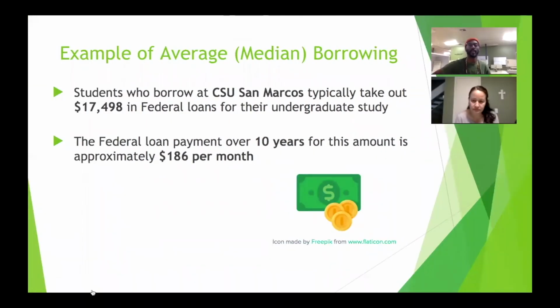Here's an example of the average amount that students at CSU San Marcos borrowed. They borrowed an average of $17,498 in student loans, which means that over the course of a 10-year period, they would be paying about $186 a month to repay those loans.